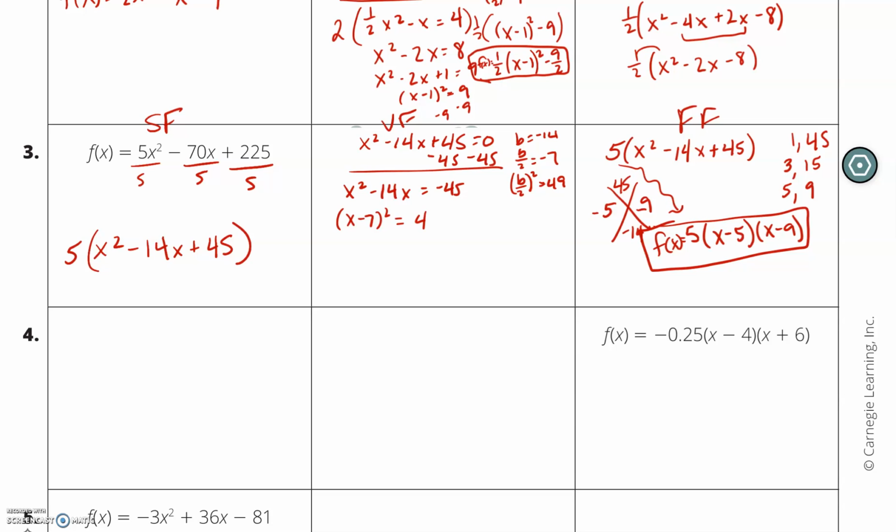And so now to get it back into vertex form, we're going to subtract 4 from both sides, leaving us with x minus 7 squared minus 4 equals 0. But remember, we took that 5 out from the get-go, so we have to multiply this by 5. And we get f of x equals 5 times x minus 7 squared minus 20.